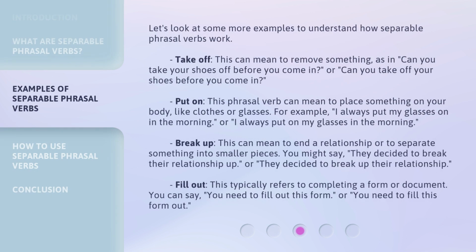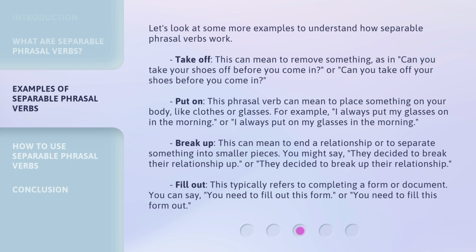Let's look at some more examples to understand how separable phrasal verbs work. Take off. This can mean to remove something, as in, can you take your shoes off before you come in? Or, can you take off your shoes before you come in? Put on. This phrasal verb can mean to place something on your body, like clothes or glasses. For example, I always put my glasses on in the morning. Or, I always put on my glasses in the morning.